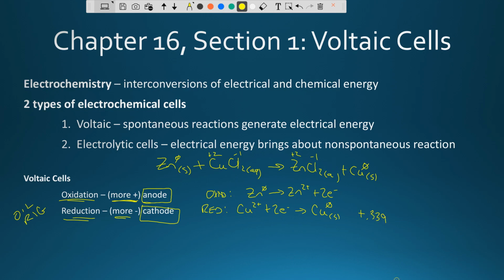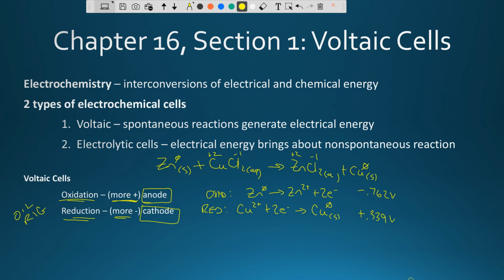And I just use a chart to look at these things. That's what I'm referencing here. And I see that my zinc is going to be a negative 0.762 voltage. And so it's a pretty simple way to analyze those things, again, just using a chart.